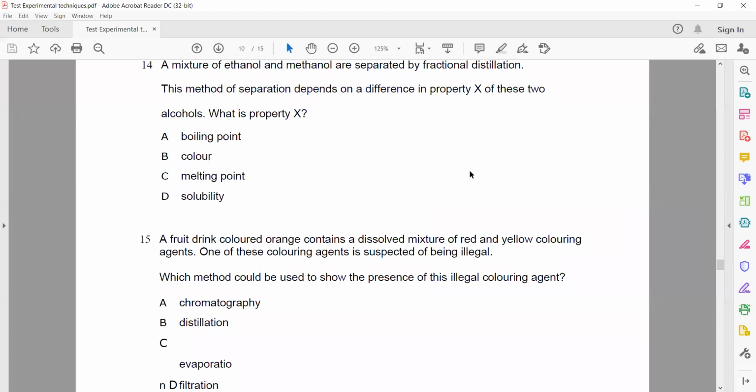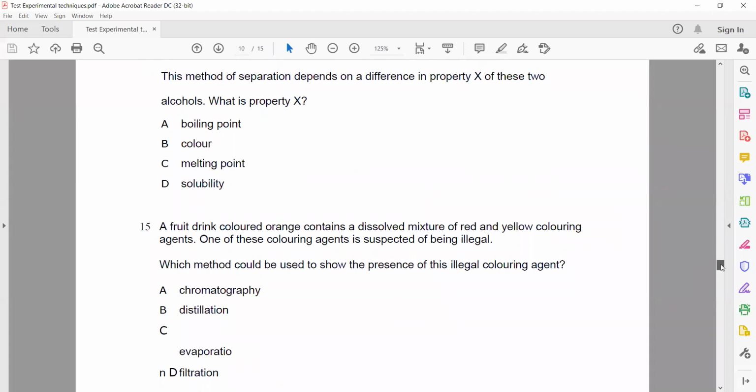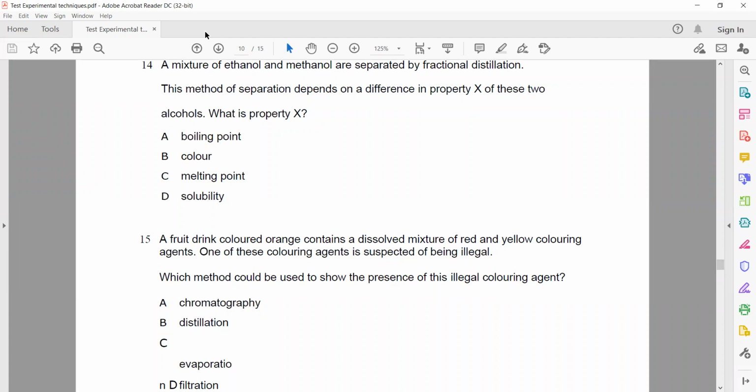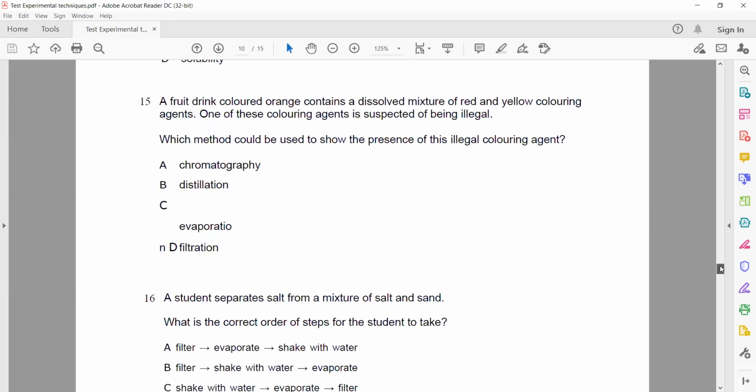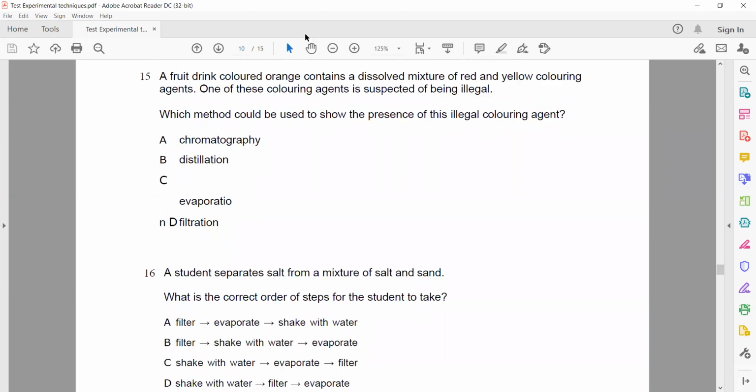In question 14, a mixture of ethanol and methanol is separated by fractional distillation. This method depends on the property X. What is property X? On the basis of the boiling point, we separate two or more substances. That's why we call it fractional distillation. A fruit drink contains a colored dissolved mixture, red and yellow coloring. Which method shows that an illegal coloring agent is there? We use the technique which is used to identify the type of dyes, colors or food colors present, that is chromatography.